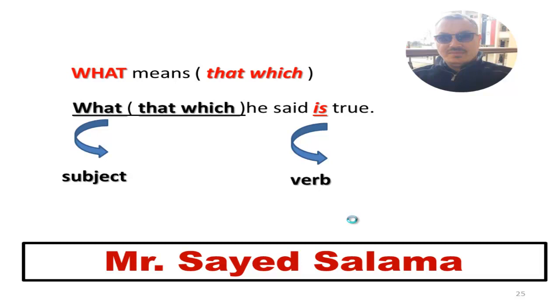What sometimes refers to a subject. What he said is true. So what is the subject, is true is the verb. What, or that which, he said is true. What means that which, so what is not a relative pronoun. It refers to a subject. Sometimes it refers to an object.